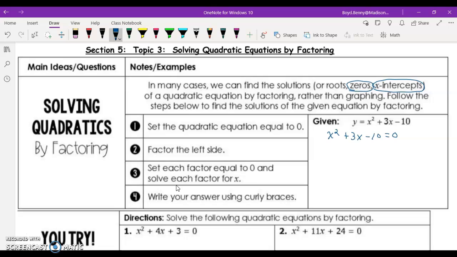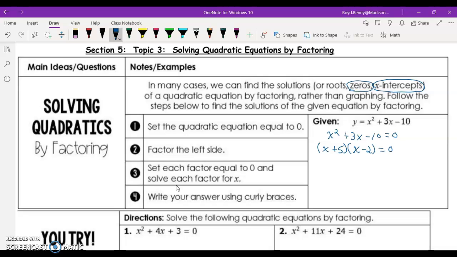Okay? Next step says to factor the left side. So if we go ahead and factor this, I'm not going to draw all this out for you again. But when we factor this, we would find out that this is x plus 5 times x minus 2.